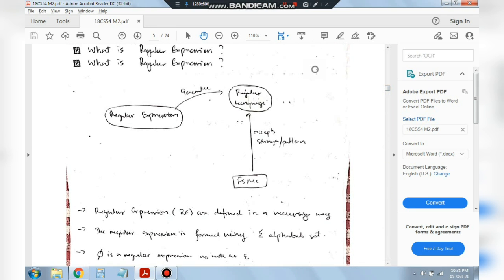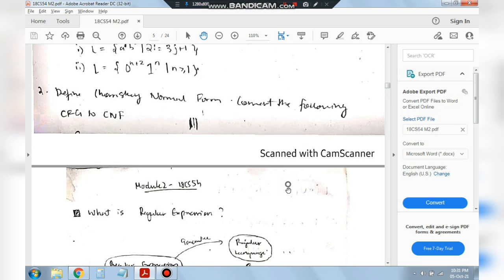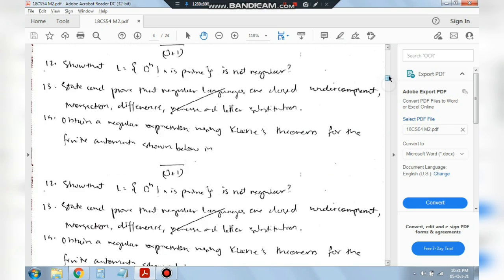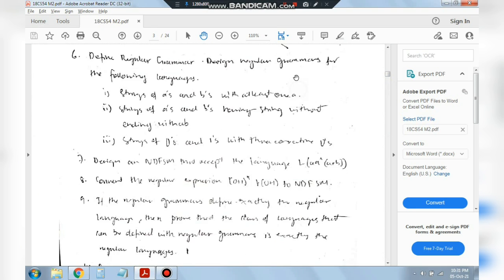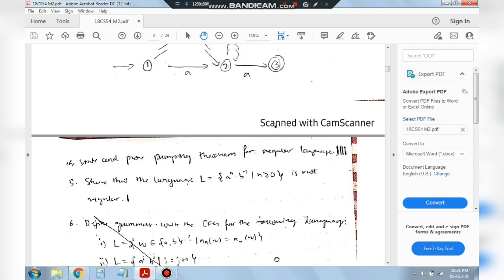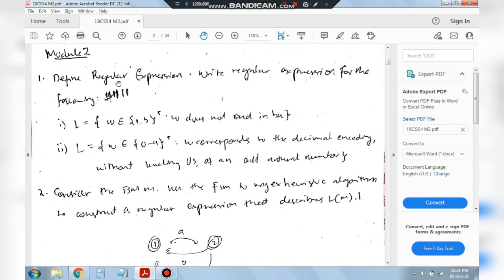Let's go through the PYQs and discuss what all the questions we have solved, which are left, and which are the important topics. The first one is define regular expression. That's in the definition I've written in the notes. Write a regular expression for the following. Here W does not end with BA.